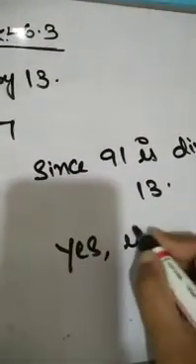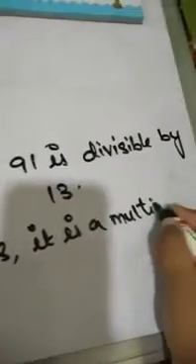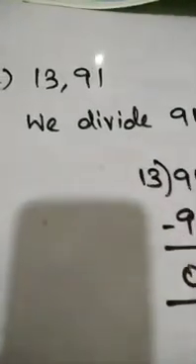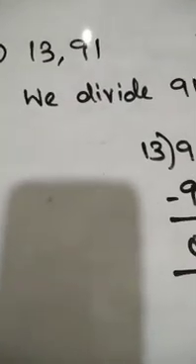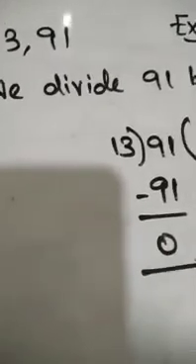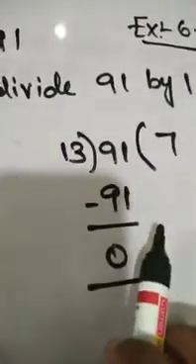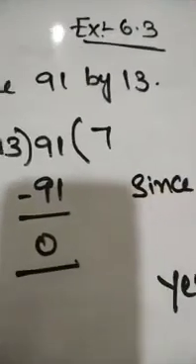Remaining, you try it as your homework. It's very simple and easy. We only have to find out if the bigger number is a multiple of the smaller number. So first we divide 91 by 13. 13 7s are 91, 91 minus 91 is 0. Since 91 is divisible by 13, yes, it is a multiple of 13. So the remaining, you try it as your homework.